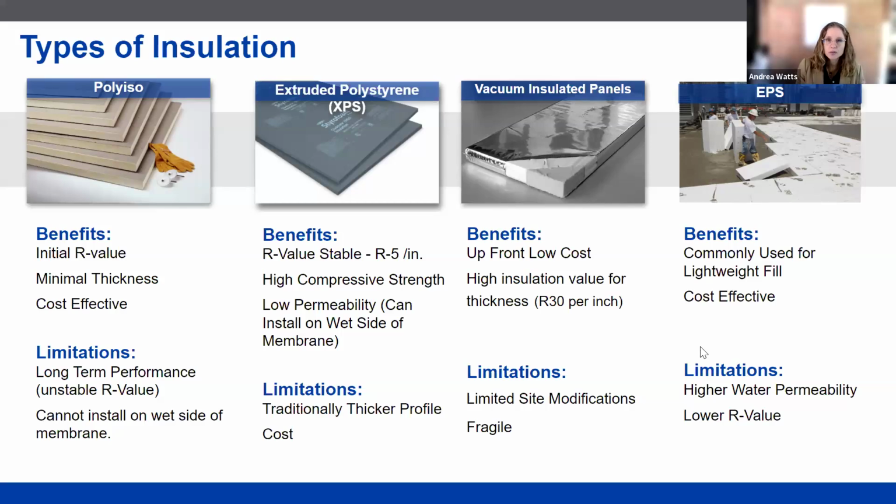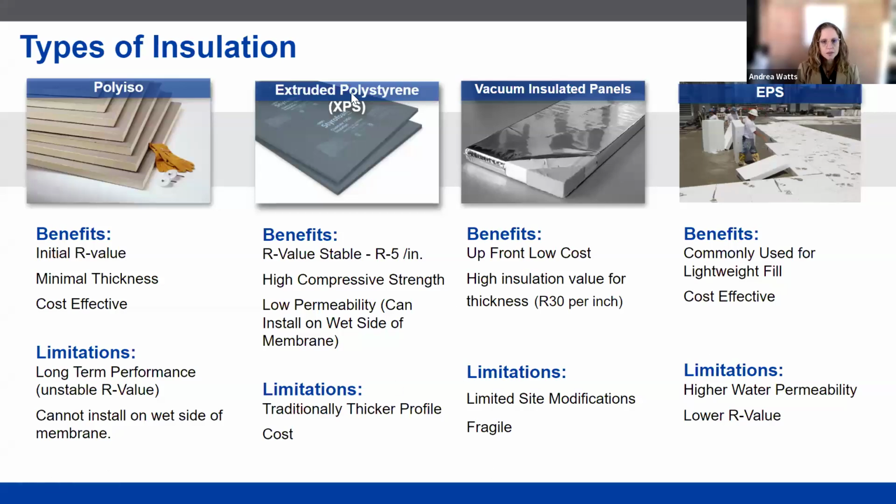Next up is polyiso, which has an R value per inch about 6.5. It is more cost effective by far than the vacuum insulated panels, and it can be cut on the project site for ease of installation. Polyiso in roofing in general is the most common type of insulation. The problem when we talk about overburden assemblies is that it cannot be installed on the wet side of the membrane.